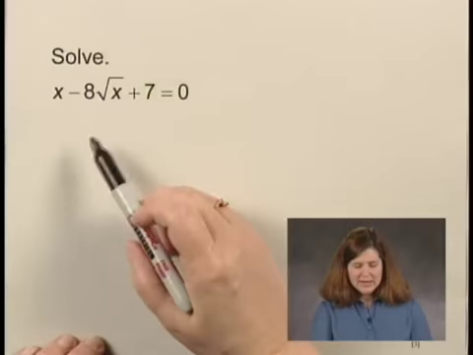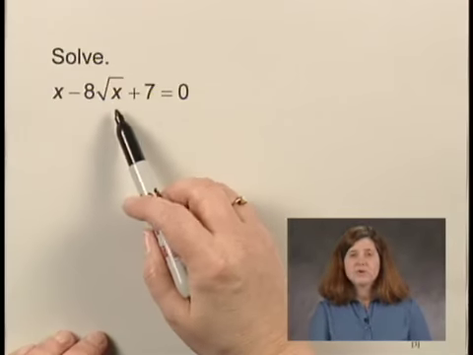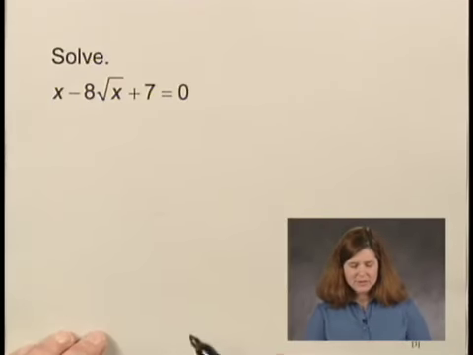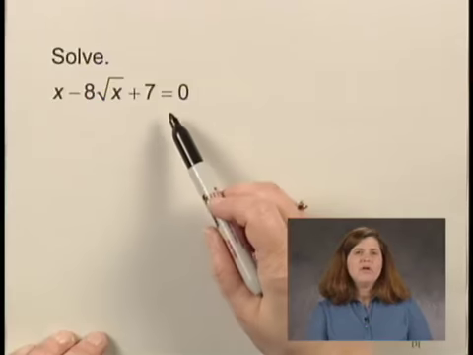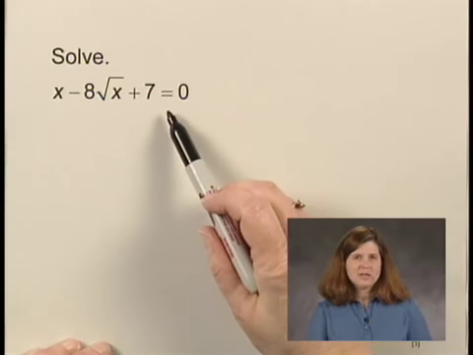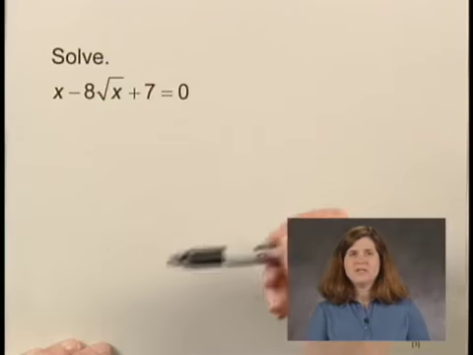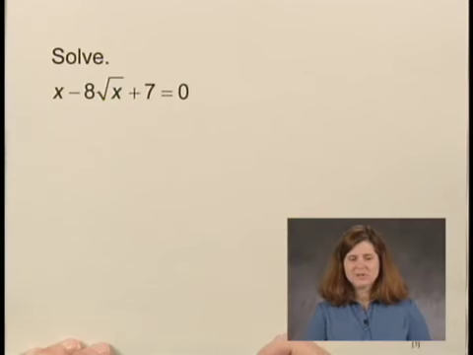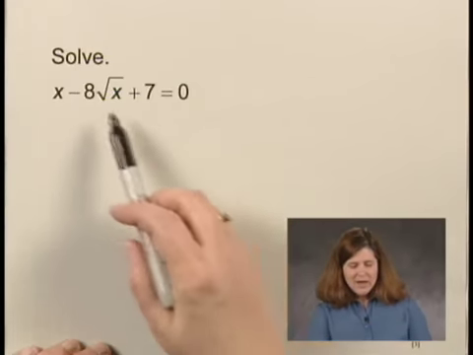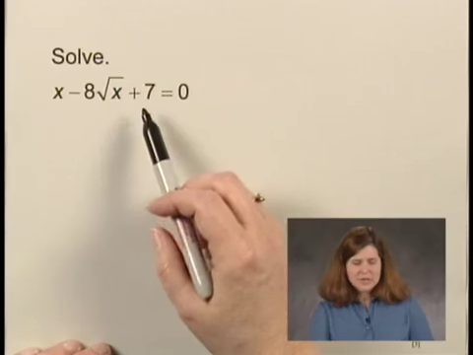We're going to solve an equation now that has a square root term in it. That equation is x minus 8 times the square root of x plus 7 equals 0. Now, although this is not a quadratic equation, if we make an appropriate substitution, we can solve it by solving a quadratic equation first. How can you tell if you can use a substitution like this?